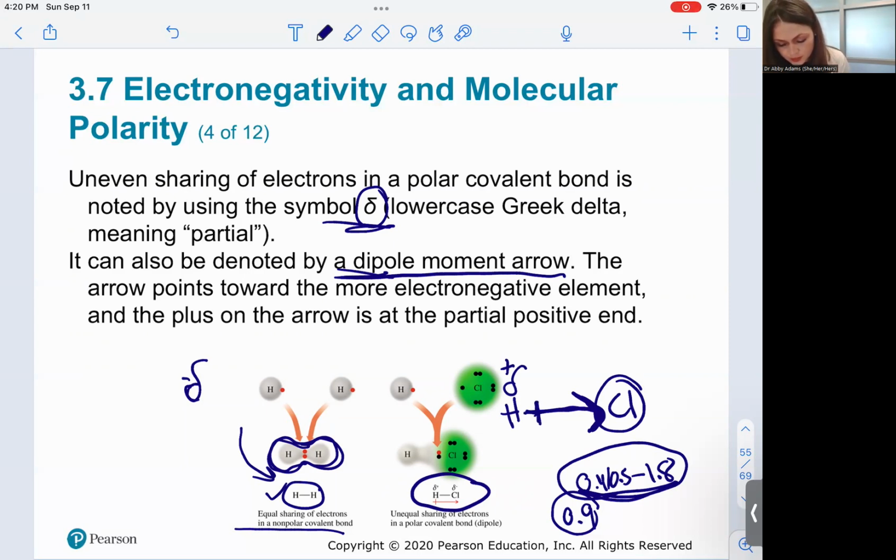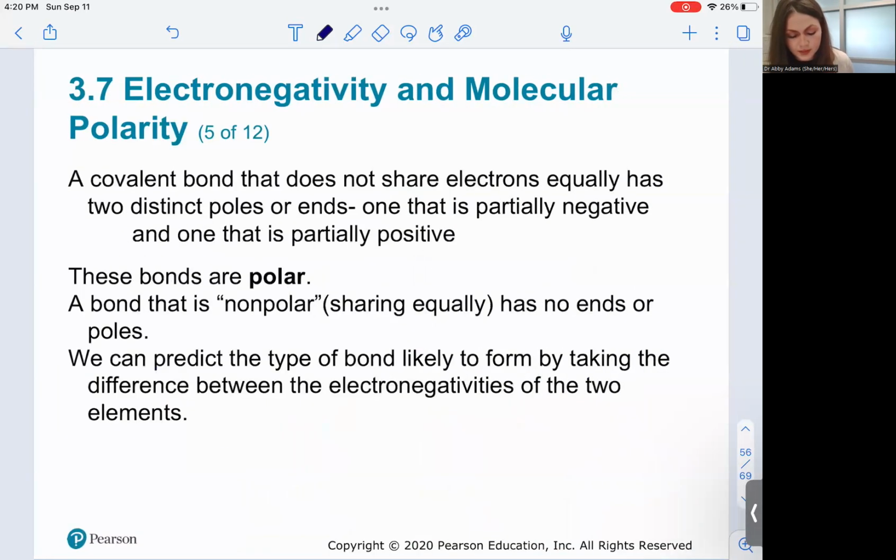So you almost make it like a positive close to the hydrogen, or you can also use the deltas with the positive and the negative. So a covalent bond that doesn't share equally is going to have those two distinct poles or ends. All right. So this is just written out everything that I just said. All right. These bonds are polar.